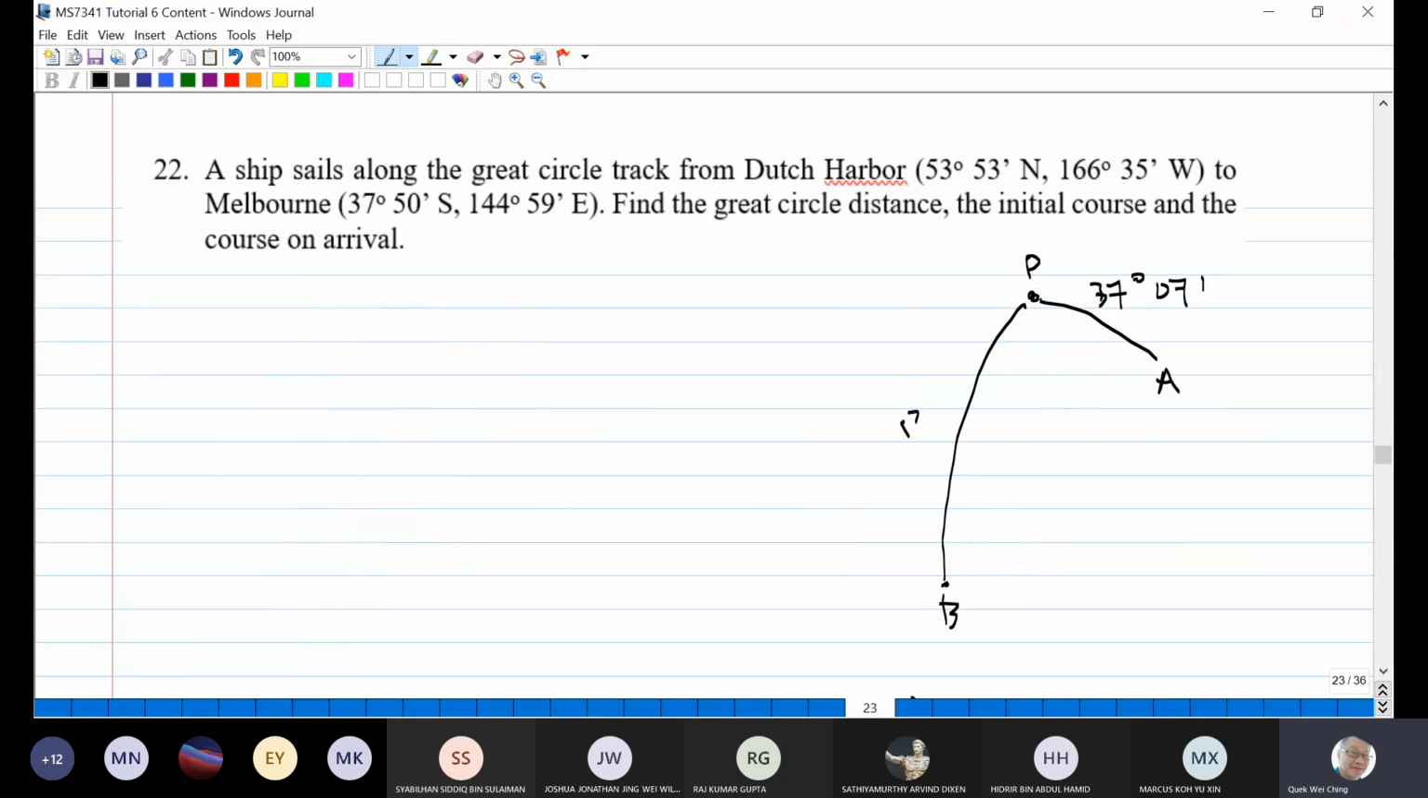127 degrees 50 minutes here, PB. And you move from A to B along a great circle. So this is a great circle here, moving from A to B. And this angle we find out is 48 degrees 26 minutes here.